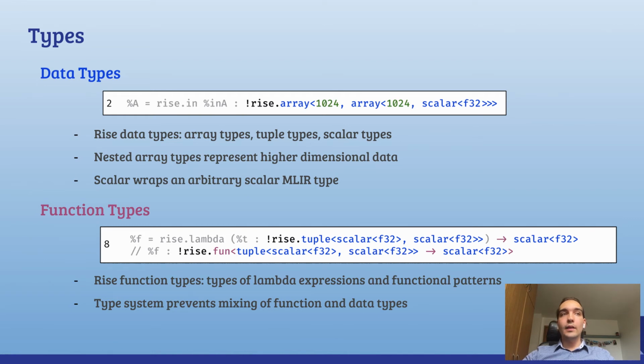And function types are the types of our lambdas and our patterns. So here, for example, the type of the lambda is a function type from a tuple of two scalar F32s to a single scalar F32. And our type system prevents mixing of function and data types, so you can never have a tuple of functions or an array of functions.